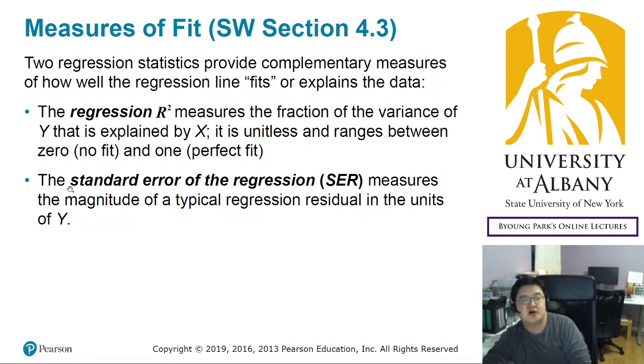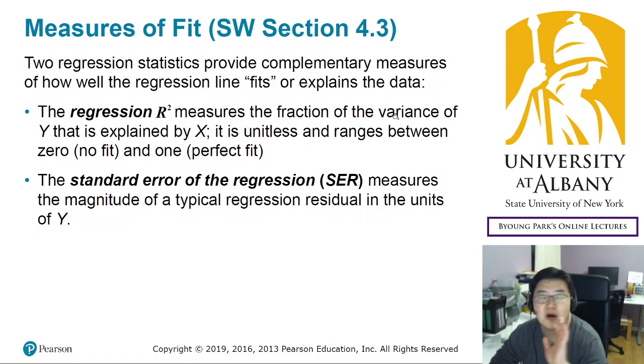Another important measure is the standard error of the regression. As you know, standard error is the standard deviation of an estimator. The standard error of the regression measures the magnitude, the size of a typical regression residual. If you remember, the residual is the prediction error. If you view the regression as a kind of prediction of y using x, then the residual is the prediction error. So the standard error of the regression measures how good you are doing. I am going to explain those two measures in more detail.